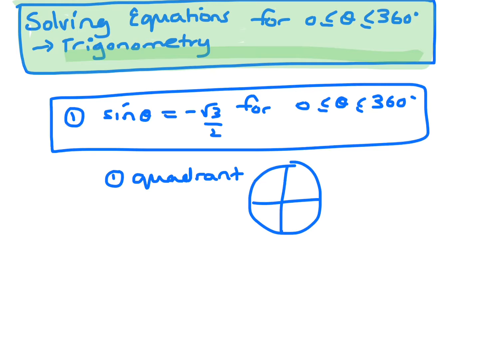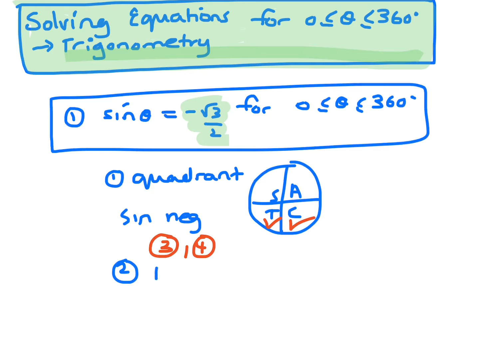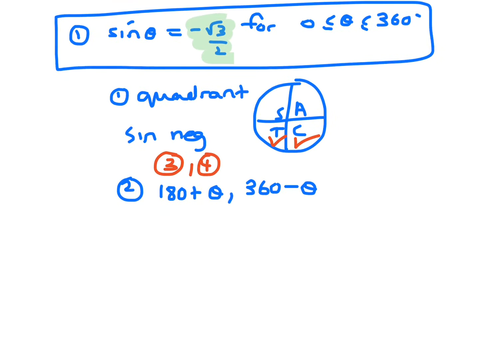So we do that by looking at that minus root 3 on 2 there, and that's telling us that sine is negative. All Stations To Central, ASTC. All right, so sine is negative in this quadrant and this quadrant. So it's negative in 3 and 4. So what that then tells you is that the angle would be 180 plus theta and 360 minus theta. That's what you use in those quadrants.